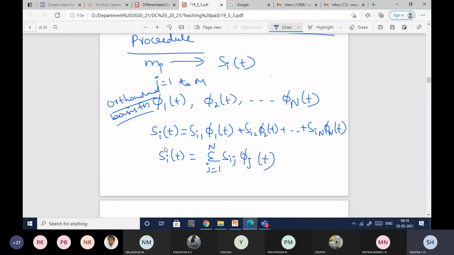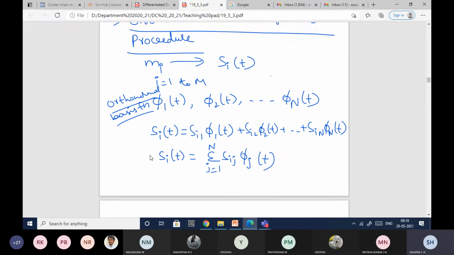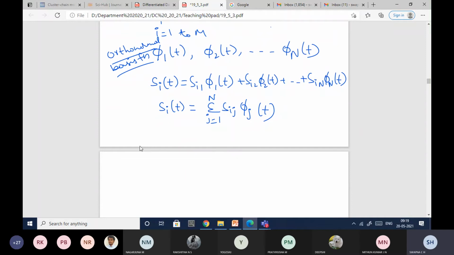Okay, so these equations are not new for you. They are very old equations only. Now I'll write individually for S1 of t, S2 of t, S3 of t, like that. First let us write for S1 of t. It means that I value I've taken as 1. When I is equal to 1, in the sense for the M1 symbol, I'm writing S1 of t.